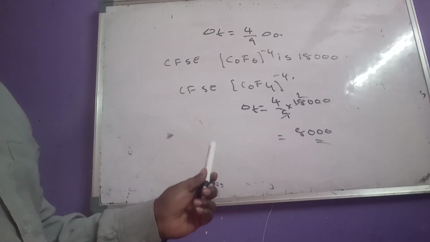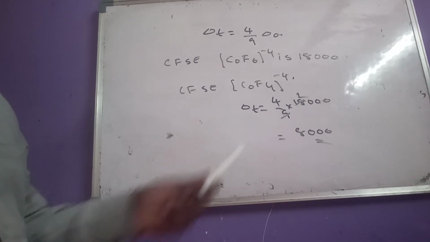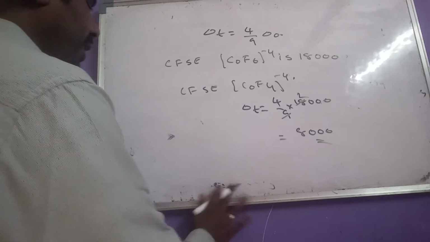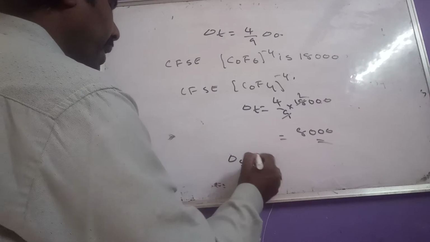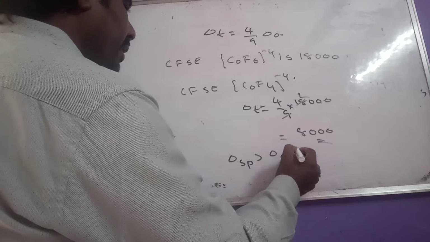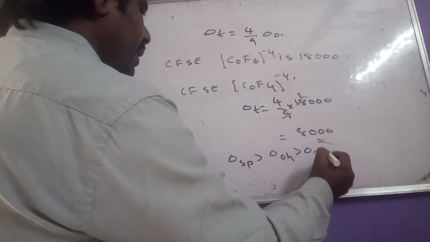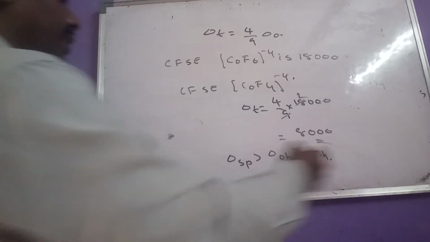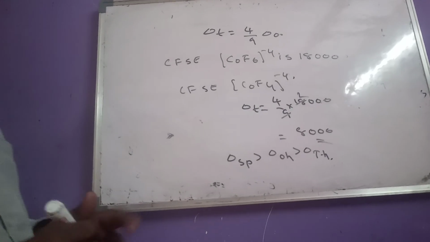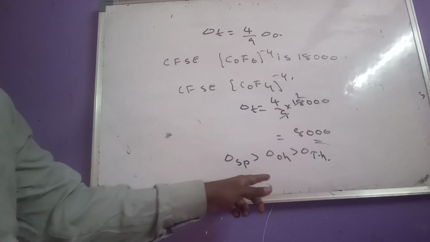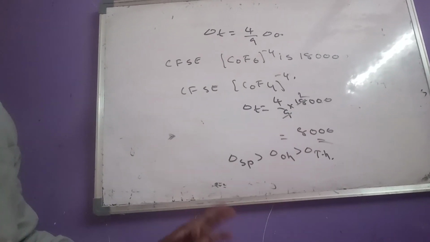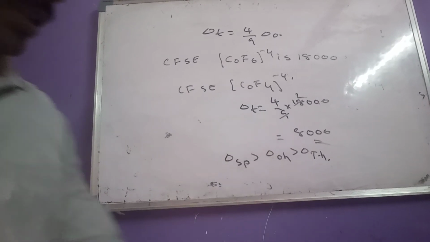And what is the order of crystal field splitting in different complexes? First, delta square planar is greater than delta octahedral, which is greater than delta tetrahedral. So this is the sequence of crystal field splitting energy of different complexes.